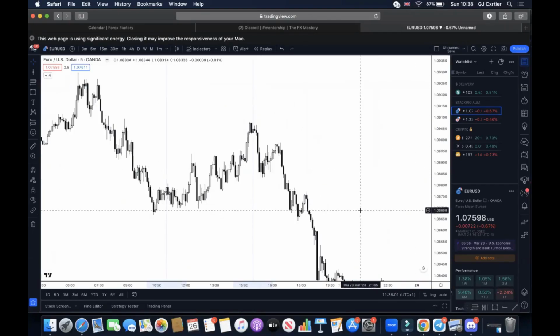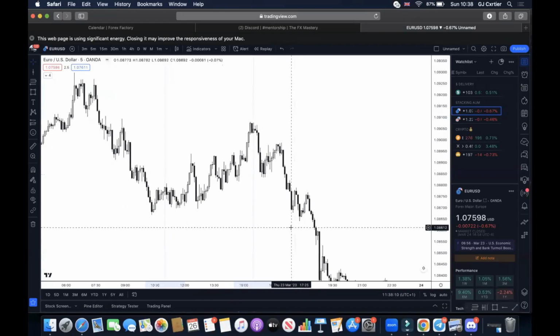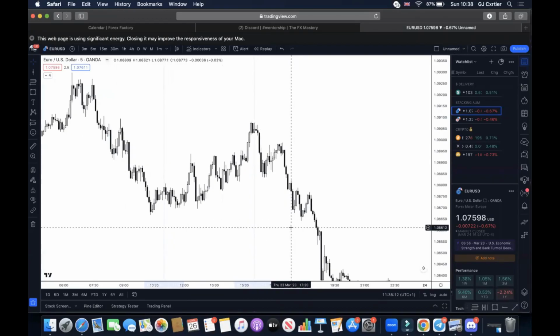Okay, perfect. So let's mark out this setup as it's a nice setup that I liked from Thursday the 23rd of March, a London close entry. The timing around the fair value gap is very important also. Timings, you can learn more about in our Discord.